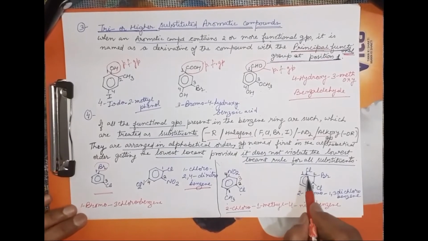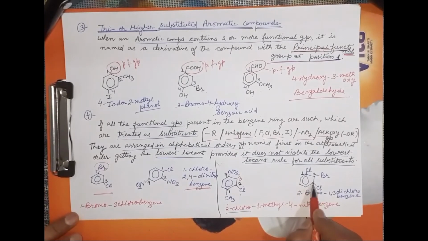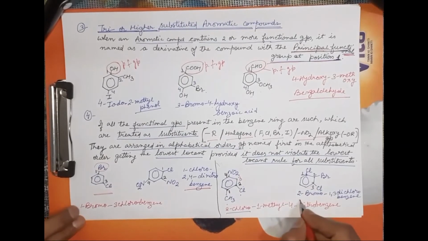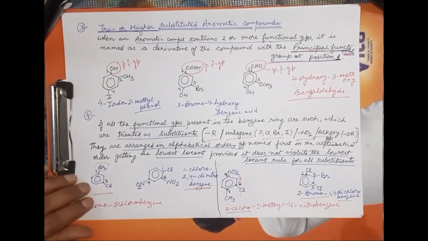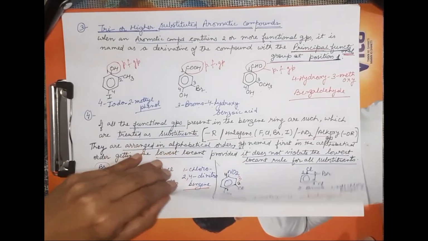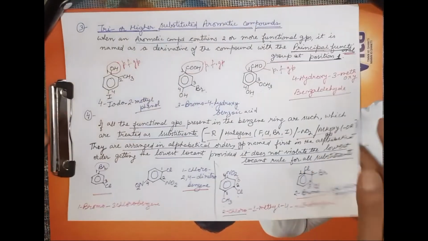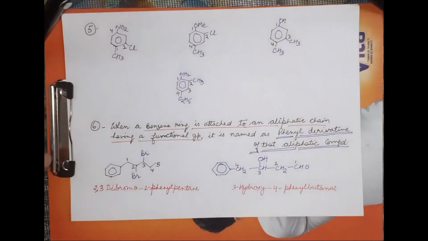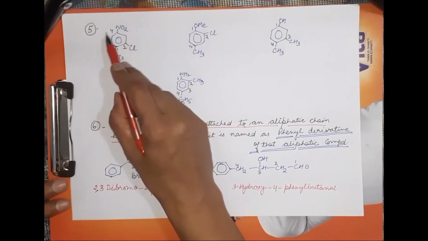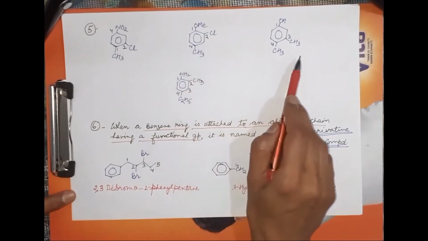Here we will start the numbering from here 1, 2, 3. Name we will write 2-bromo-1,3-dichlorobenzene. So this will be the name of this compound. So then moving further, a few more examples we can study. Like if we are having these type of examples.